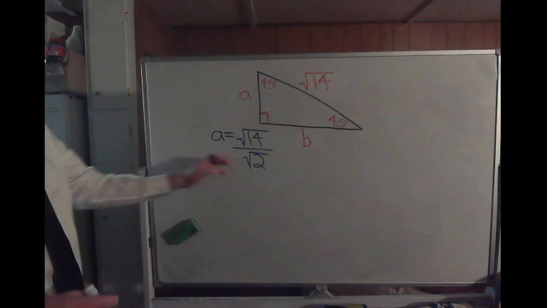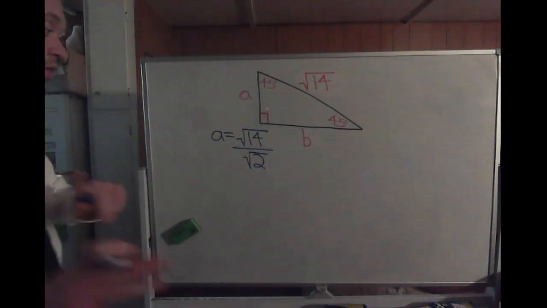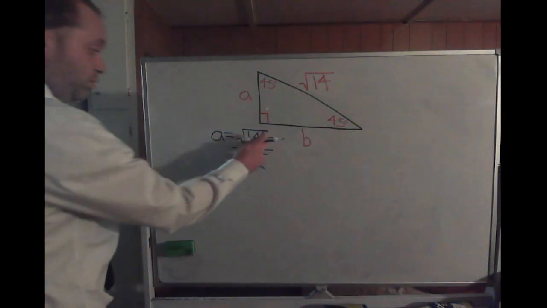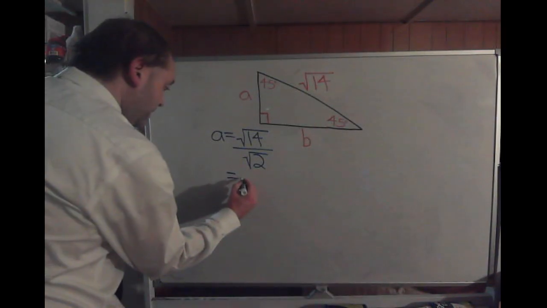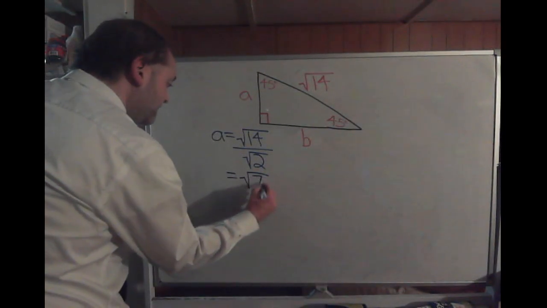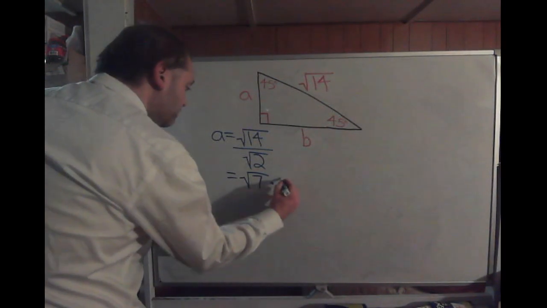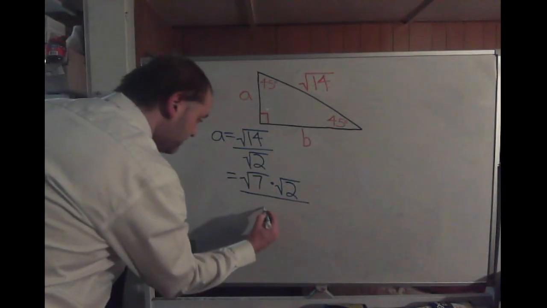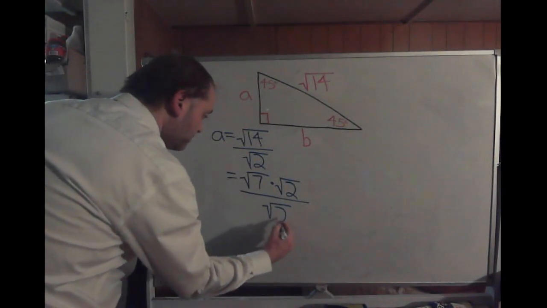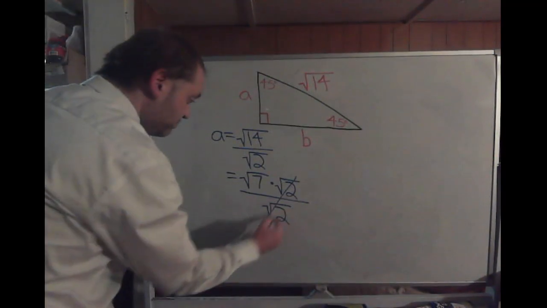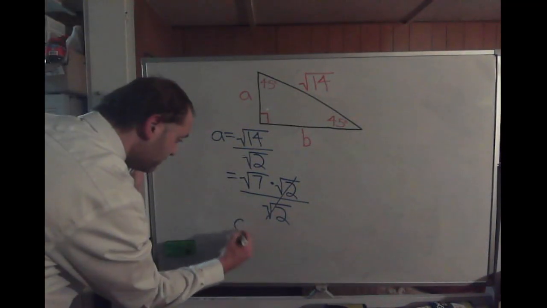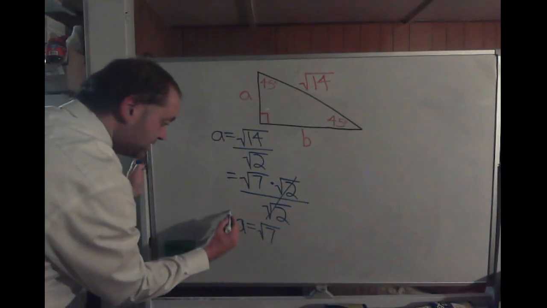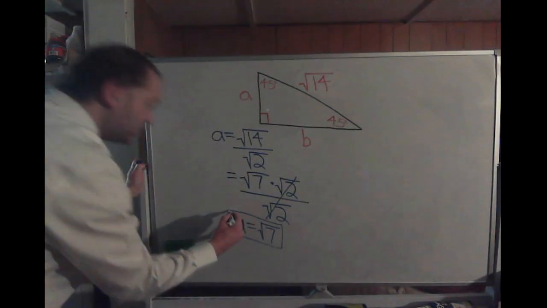You can either rationalize the denominator, or what I'm going to do is even simpler. We know that 14 has a factor of 2, right? If you take the square root of 7 times the square root of 2 in the numerator, you can divide that by the square root of 2. And of course your square root of 2's will cancel out, giving you the length for A just being the square root of 7, which also doesn't reduce any further.